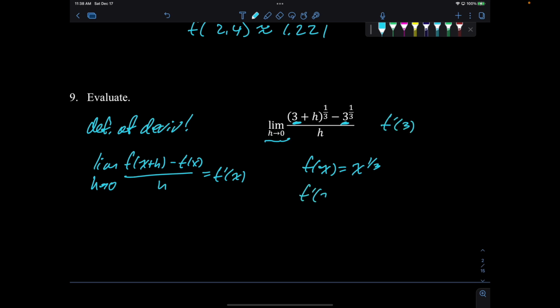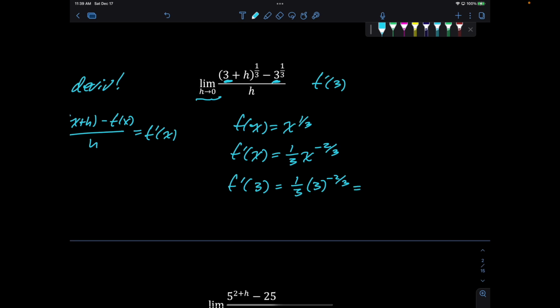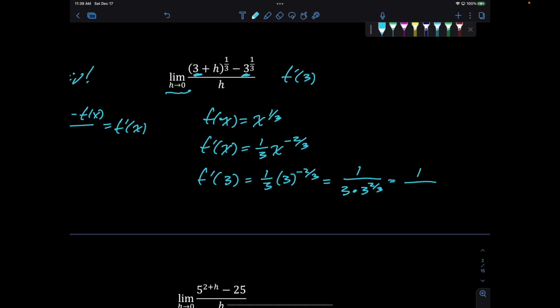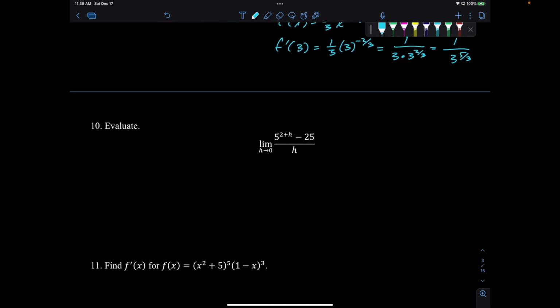So f prime of x is 1/3 x to the negative 2/3. So f prime of 3 is not really pretty. It's 1/3 times 3 to the negative 2/3, which you can simplify a little bit to like 1/3 times 3 to the 2/3. So I think if this was a multiple choice, you might actually have to choose 3 to the 5/3 because you add the exponents there. I think that's the answer. I'm going to stick with that. We could check it on the calculator, but let's live dangerously.